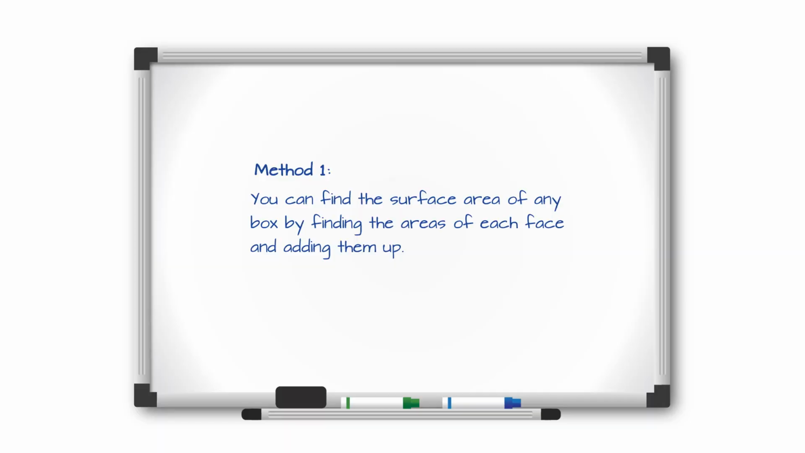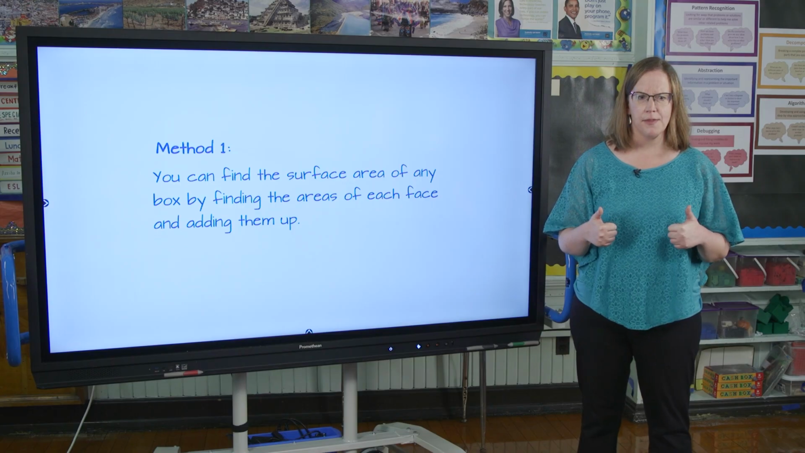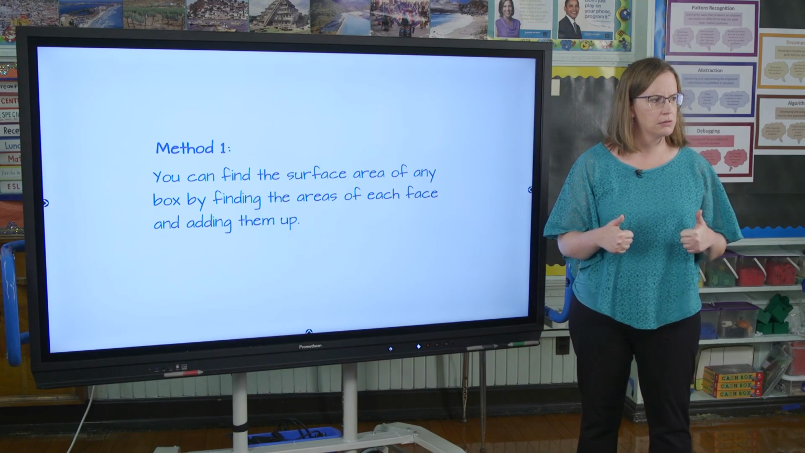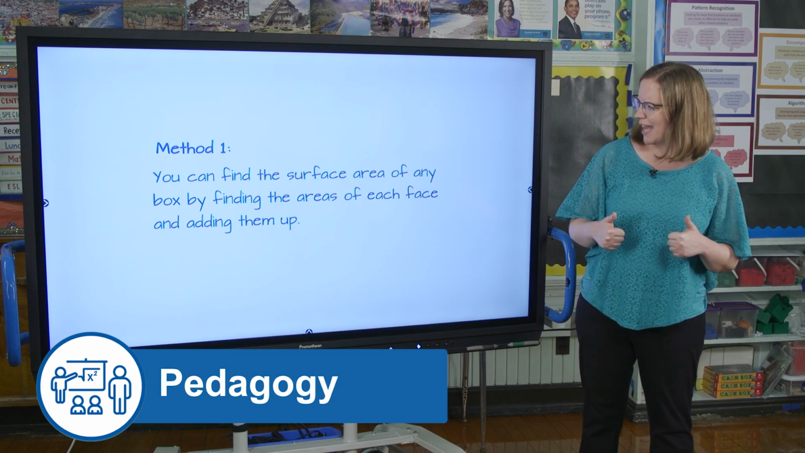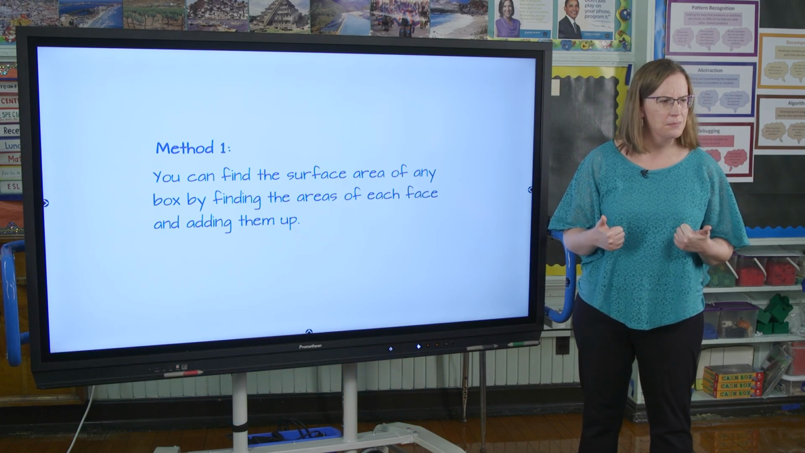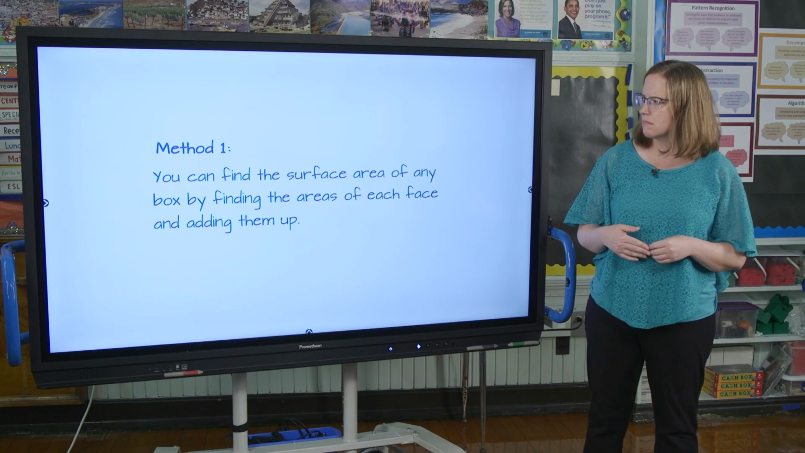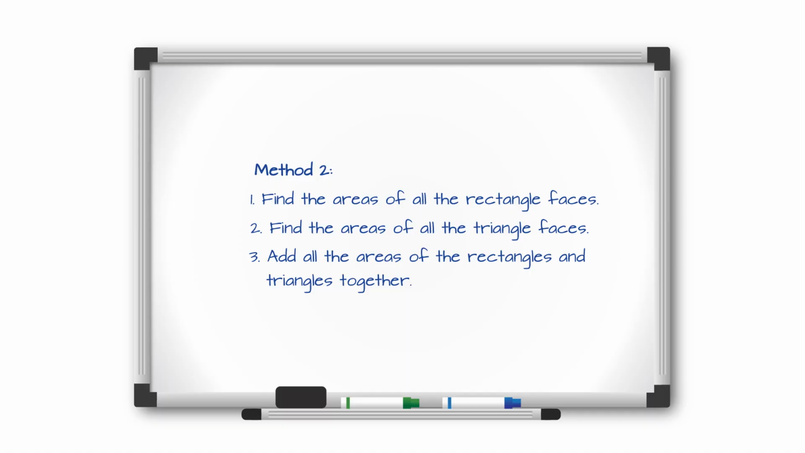So here's one example. Method 1 says, you can find the surface area of any box by finding the areas of each face and adding them up. Thumbs up if you agree with that method. Does it seem like it would work? Is there anything we could add to it to make it clearer or more complete? Okay, let's look at another example.